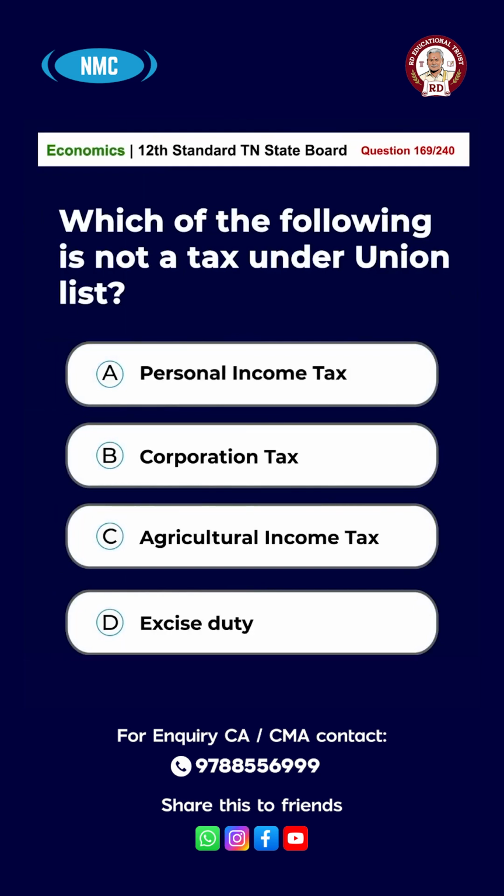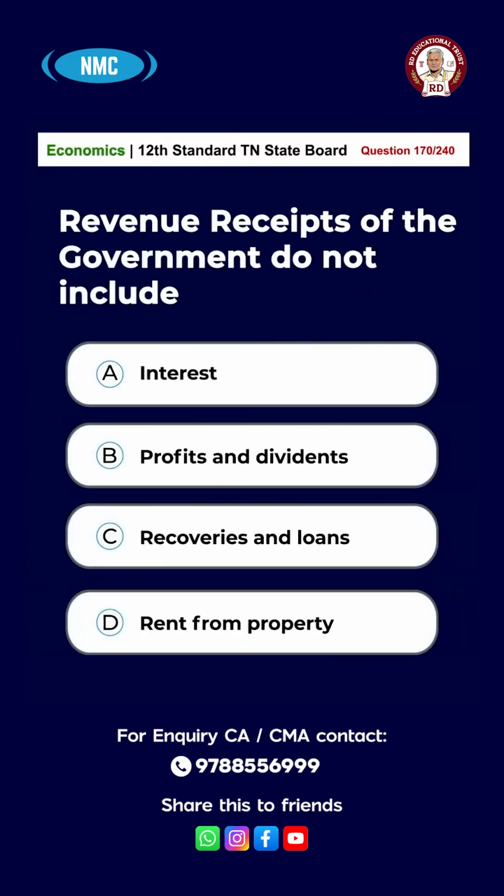Question number 169. Which of the following is not a tax under union list? A. Personal income tax, B. Corporation tax, C. Agricultural income tax, D. Excise duty. The answer is option C. Agricultural income tax.